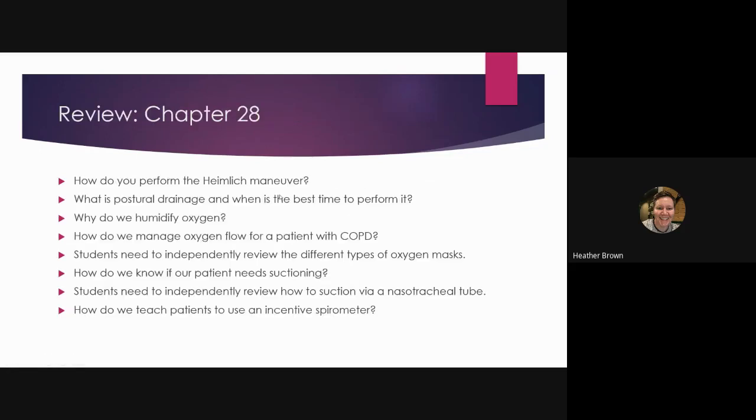And now we're moving into chapter 28. Chapter 28 is a huge chapter, okay, guys? This is a very important chapter for you to know. It's got a lot of points on a review slide, so let's start at the top one. How do you perform the Heimlich maneuver?